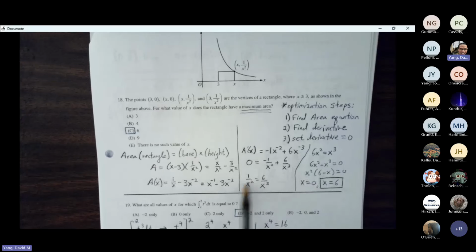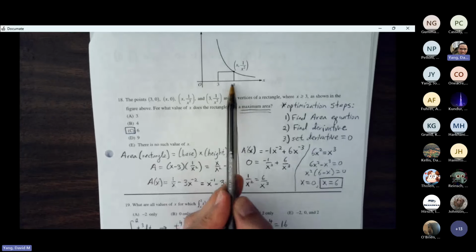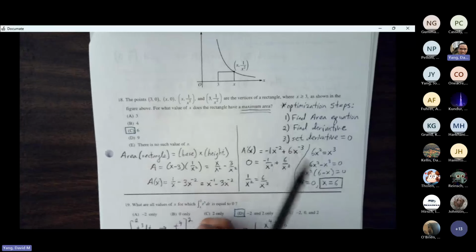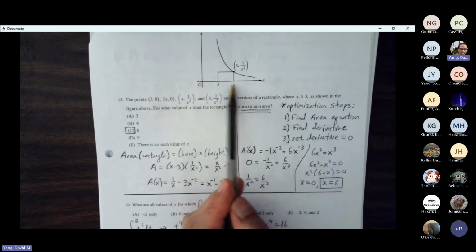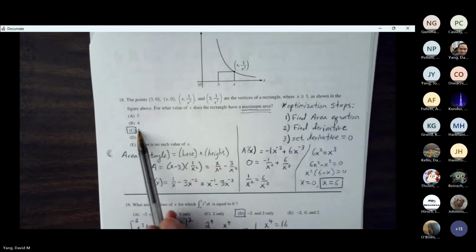So here I set them equal to each other. I cross multiplied. I factored the x squared out. x is 0. We know x can't be equal to 0 because that is clearly to the right of 3. And so x equals 6 is going to be the better solution for us.